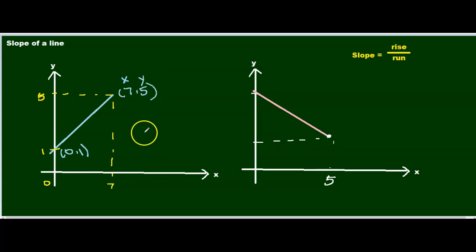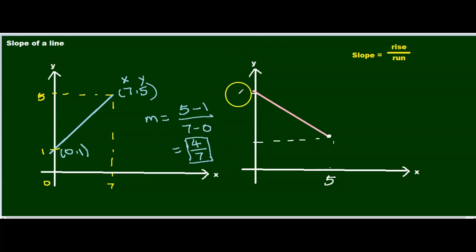Okay. So how do we find our slope? Our slope is normally denoted by the letter m. Now, our rise, it went from 1 to 5, so we're going to take 5 minus 1 over, and it went from 0 to 7, so we're going to take 7 minus 0. That gives me 4 over 7. That is my slope.